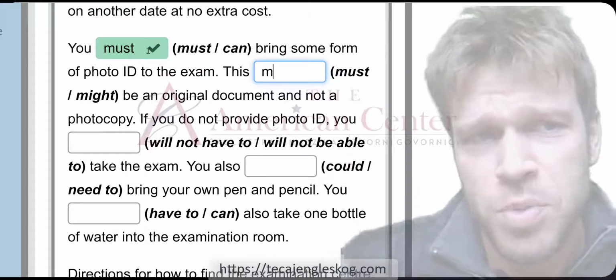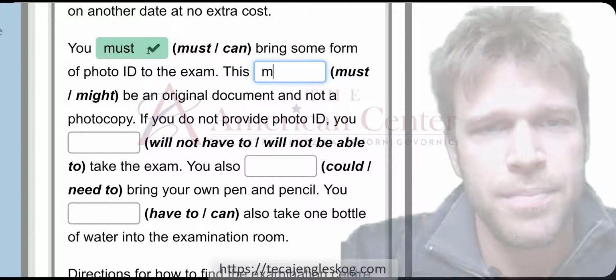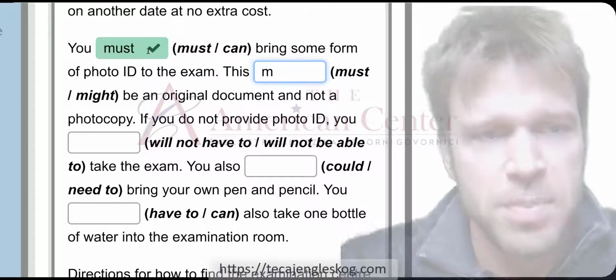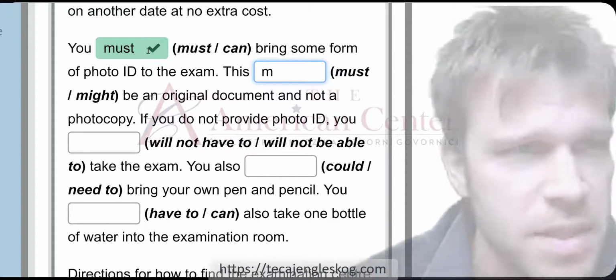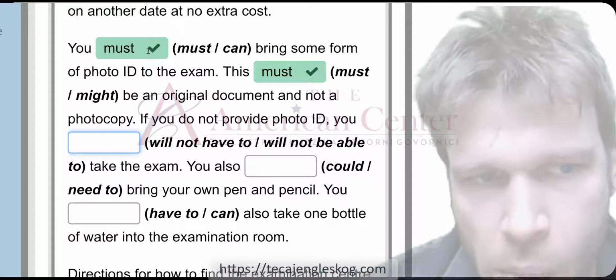In real life, of course, we can use this has to be, okay? This must be, okay? They mean the same thing. This has to be an original document. This must be an original document.